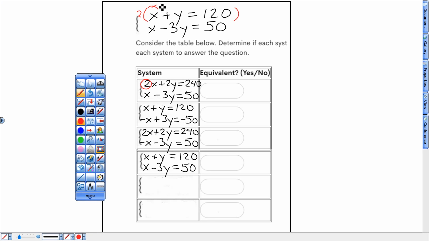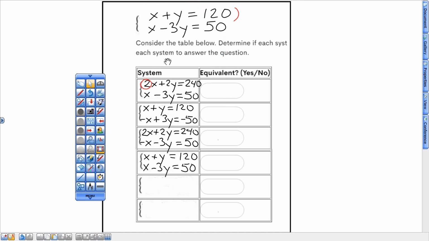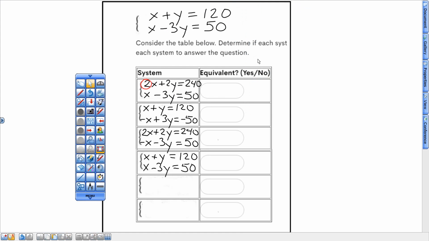2x, 2 times y, and 2 times 120 to get 240. Since that's all the way through, and that bottom one is exactly the same, I'm going to say that one is a yes. If I was to distribute that first one all the way by 2, that would give me 2x plus 2y equal to 240. And of course, that last one, since it remains unchanged, that one would be yes, those are equivalent. Even though they look different, they are the same.